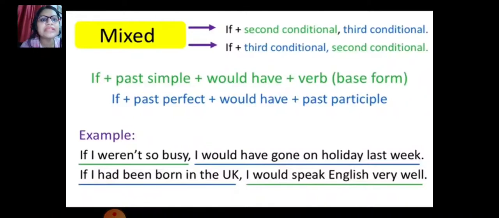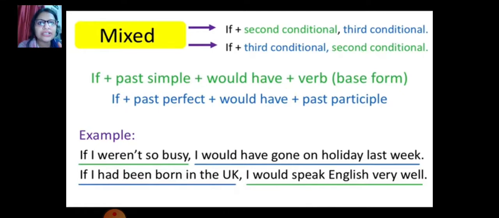Let's check the example. The first one, if I were not so busy, I would have gone on holiday last week. You can check here, I have used the second conditional in the first part of the sentence and the third conditional in the second half of the sentence. Now when you see the second example, if I had been born in the UK, third conditional is at the first place, I would speak English very well, and the second conditional at the second place. So these are the mixed conditionals, where your first half can be second conditional or third conditional, but your other part of the sentence should be vice versa. If you are using second at first, then third would be next. If you are using third first, then second at last. So this is called your mixed conditional.